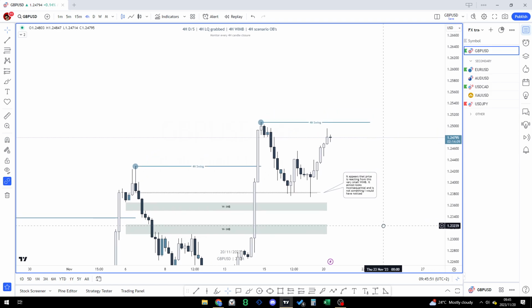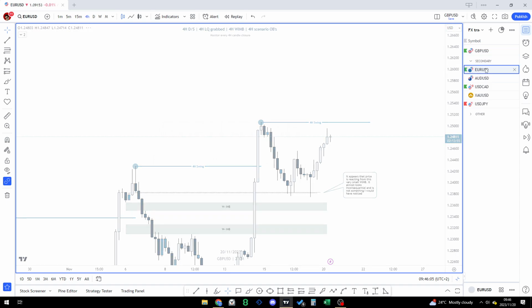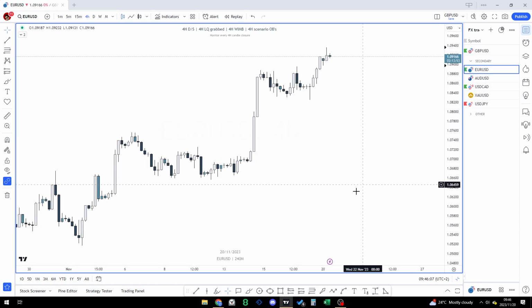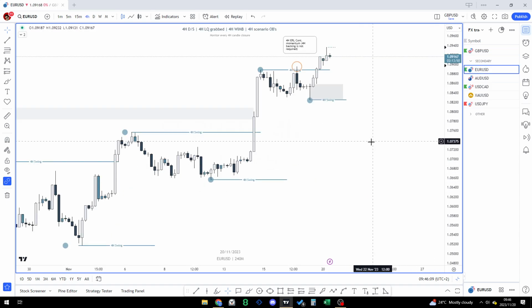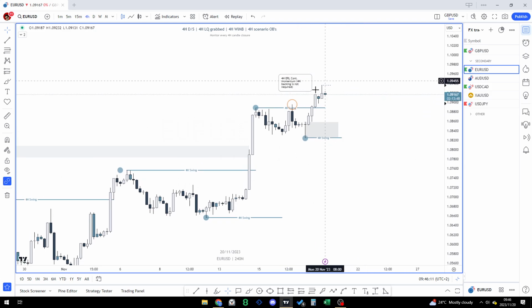I'd rather wait for clear price action on the 4-hour, which then leads me to the pairs I am considering trading today. One of which is EURUSD and the other is USDCAD. Starting off with EURUSD, on the 4-hour we're currently operating under 4H ERL, external range liquidity, and the idea would be to continue longs.